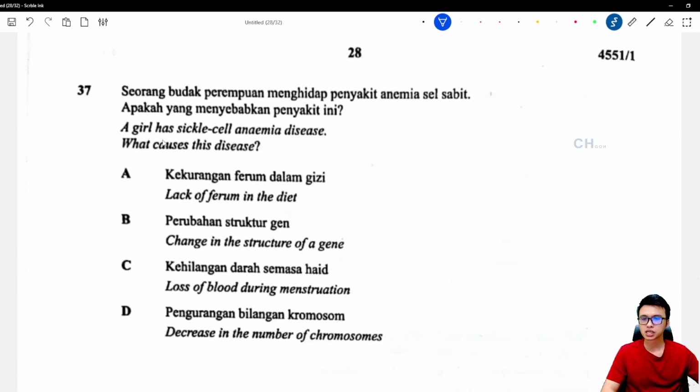Question 37. A girl has sickle cell anemia disease. What caused this disease? Sickle cell anemia comes from the gene, the genetic mutation, the gene mutation. So the answer for question 37 must be B, change in the structure of the gene.